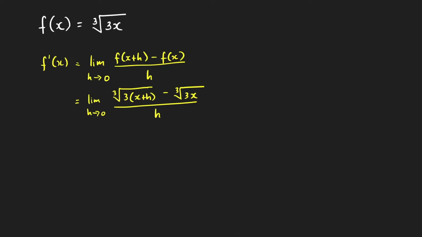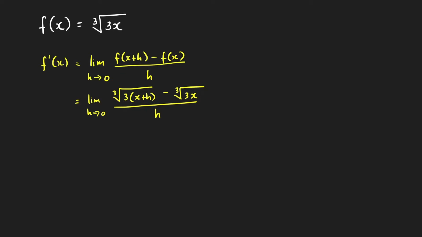And the strategy here when computing the limit of a fraction where the numerator has a radical is to rationalize that numerator, so removing the radical in the numerator. So how do we get rid of these cube roots in the numerator?